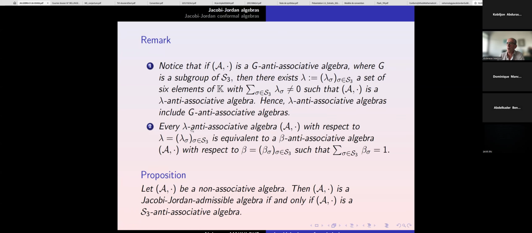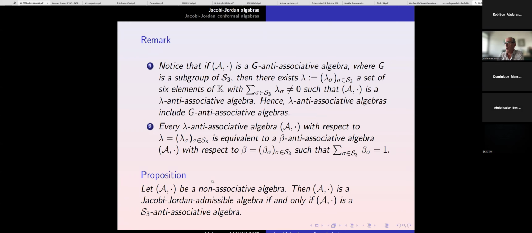We can also normalize this class somehow by saying that if we have a lambda anti-associative algebra with respect to some set lambda of scalars, then this is equivalent to a beta anti-associative algebra where we have a set of scalars satisfying that the sum is 1. Here we assume that the sum is different from 0, but we can normalize and take a sum which is equal to 1.